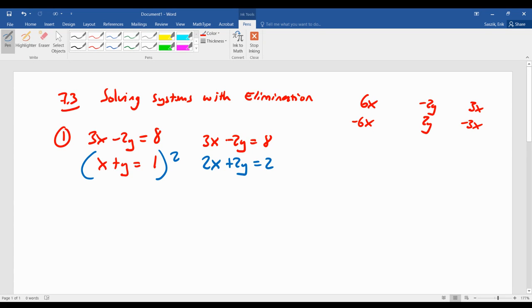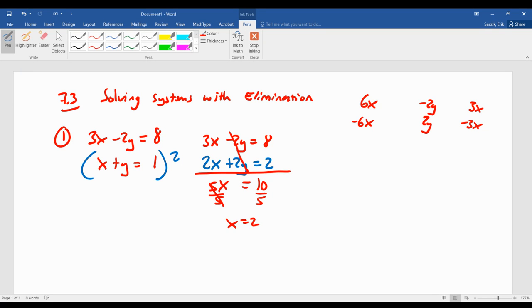Notice how I now have this opposite pair. Once we create this opposite pair of variables, and again, it could have been x or y, it doesn't matter, we then put a line underneath and we add the two equations together. 3x plus 2x is 5x. Negative 2y and 2y cancel out, so the y's are eliminated. Now we have an equation that just has x in it, and we can solve that. So we get x equals 2.